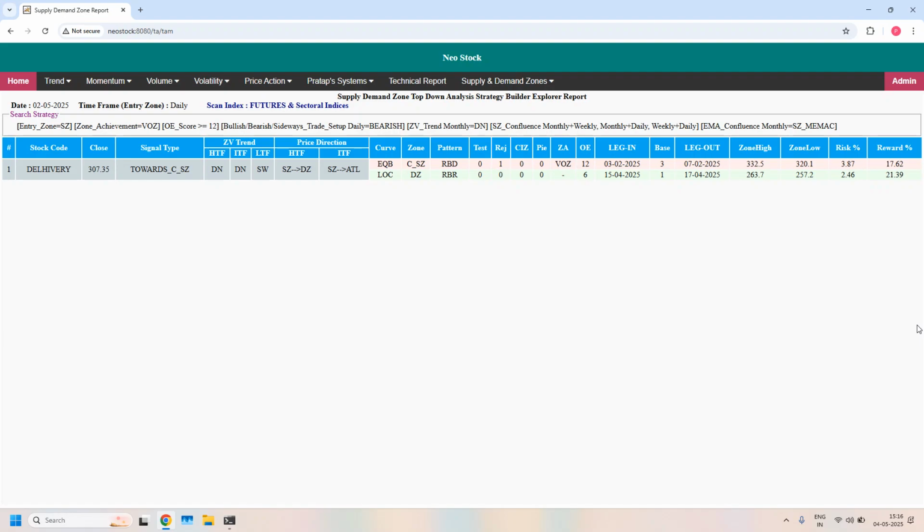This is a bearish trade setup for daily income trade based on LTF, ITF, HTF supply zone confluence and HTF EMA confluence. Okay, with this we have completed bullish and bearish trade setups for monthly income trade, even sideways trade setups. Next we will look into weekly income trade, sideways, bullish and bearish trade setups.